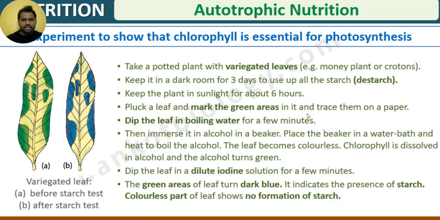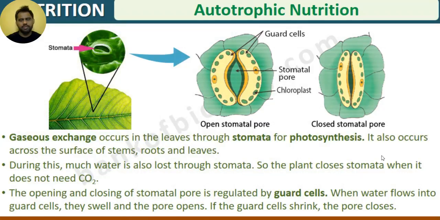Pluck a leaf and mark the green areas in it and trace them on paper. Dip the leaf in boiling water for a few minutes. Immerse it in alcohol in a beaker. Place the beaker in a water bath and heat to boil the alcohol. The leaf becomes colorless. Chlorophyll is dissolved in alcohol and the alcohol turns green. Dip the leaf in dilute iodine solution for a few minutes. The green areas of the leaf turn dark blue. It indicates the presence of starch. The colorless part of the leaf shows no formation of starch. So this is one experiment. It can be asked in the exam to describe one experiment to show that chlorophyll is essential for photosynthesis.